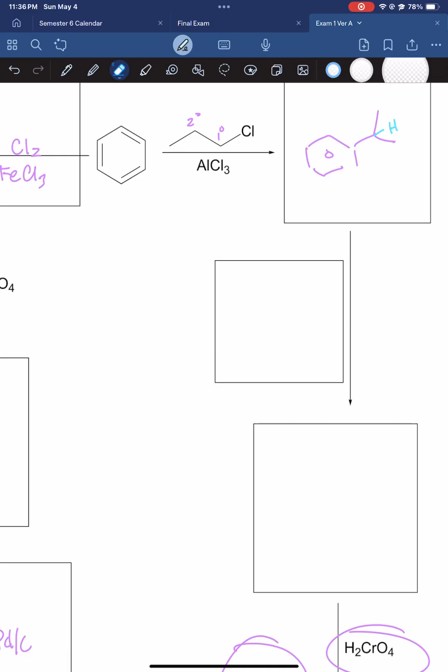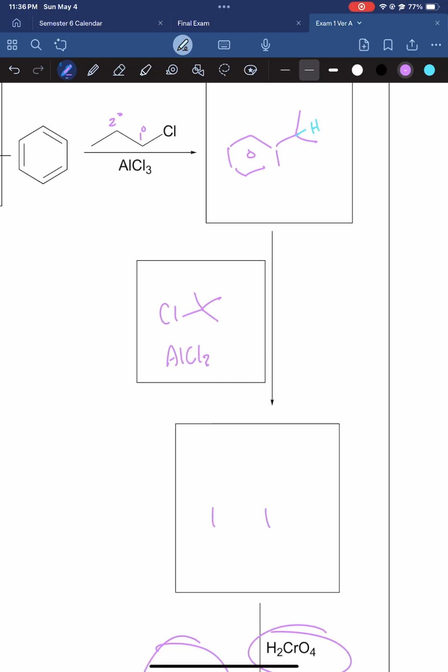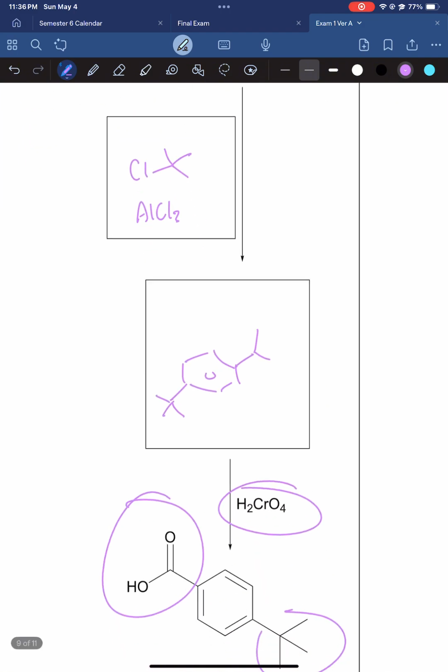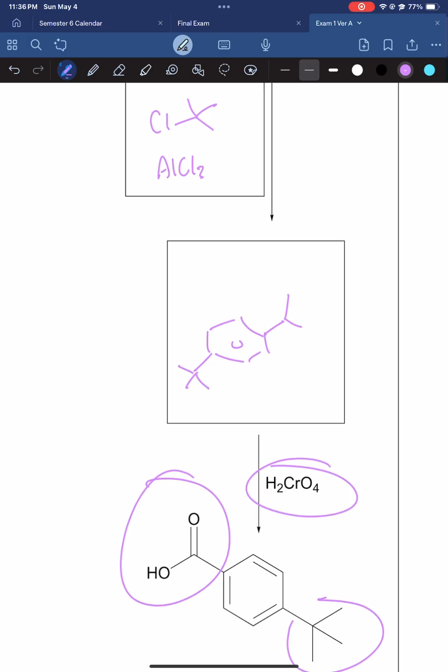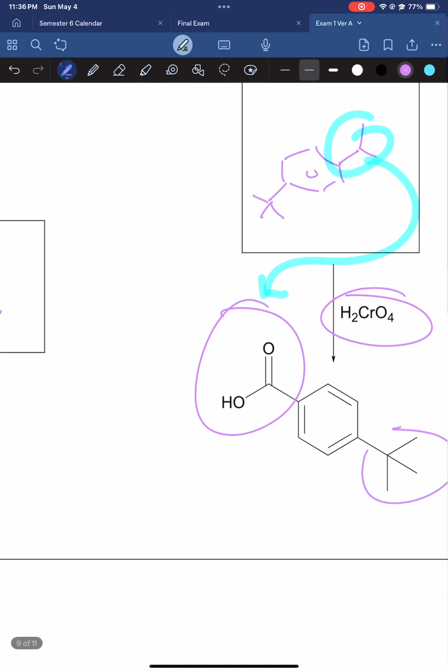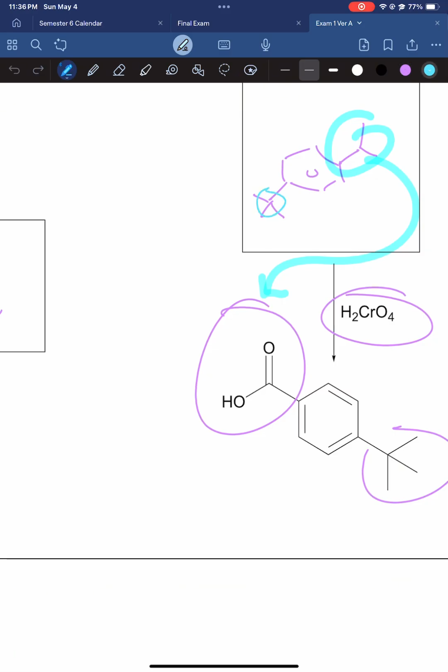It is entirely possible to add your tert-butyl groups. So we need the chlorine, and then we need the AlCl3, and then this is going to be your reaction. The tert-butyl group here, and surely enough, this oxidation reaction is going to turn this into that, leaving the tert-butyl group untouched because there are no free hydrogens here.